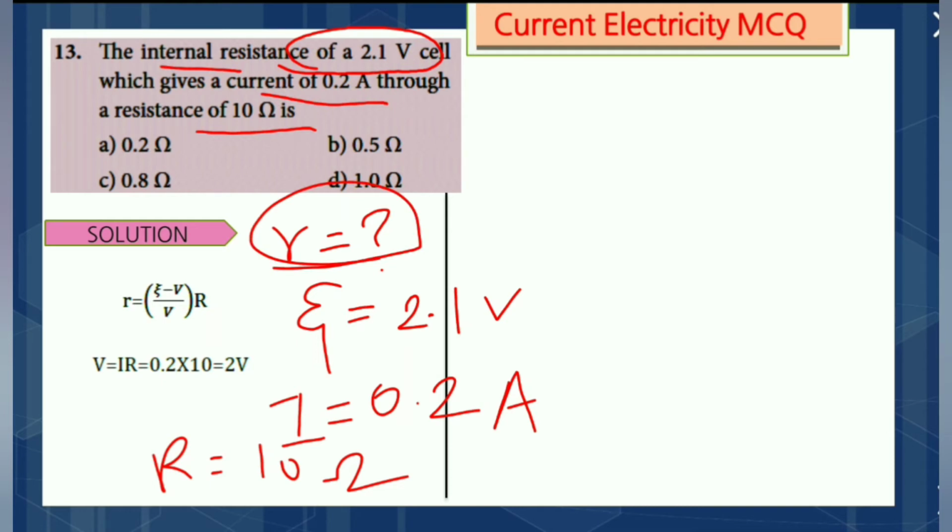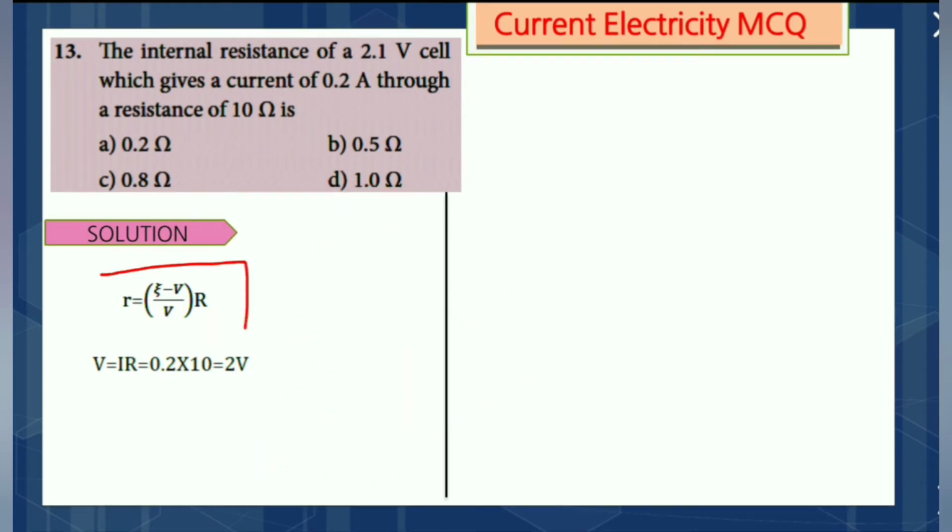ஓகே, ஸோ ஃபஸ்ட் நம்ம இன்டர்னல் ரெசிஸ்டன்ஸ்குள்ள ஃபார்முலா எடுத்துக்கலாம். r is equal to (epsilon minus V) by V into R. ஓகே, ஸோ இதில் நம்மளுக்கு V தெரியாது. So we'll use Ohm's law: V is equal to IR. So current is 0.2 ampere and R is equal to 10 ohm. If we substitute these values, 0.2 into 10 ohm, we calculate the potential, which is equal to 2 volt.